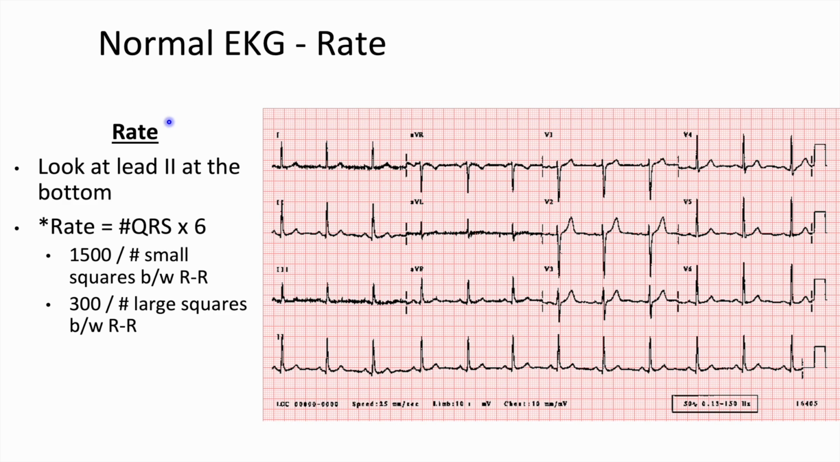First, let's look at the rate. How do you calculate the rate? That's how many beats per minute the heart is making. So typically, you want to look at the rhythm strip down at the bottom, which is typically lead 2. And so you want to count how many QRS complexes there are and multiply it by 6. So here we have 1, 2, 3, 4, 5, 6, 7, 8, 9, 10, 11, 12. So 12 times 6 would be 72. So this heart rate is around 72.